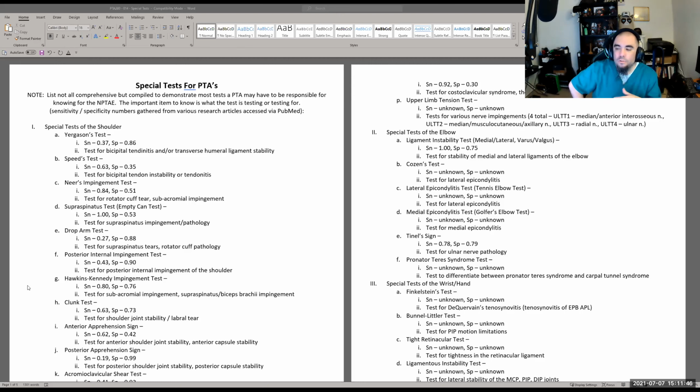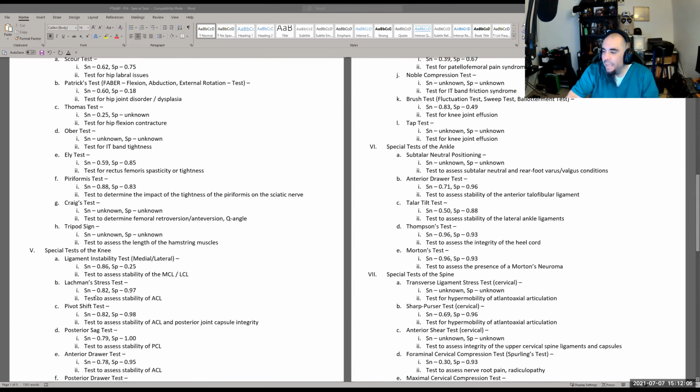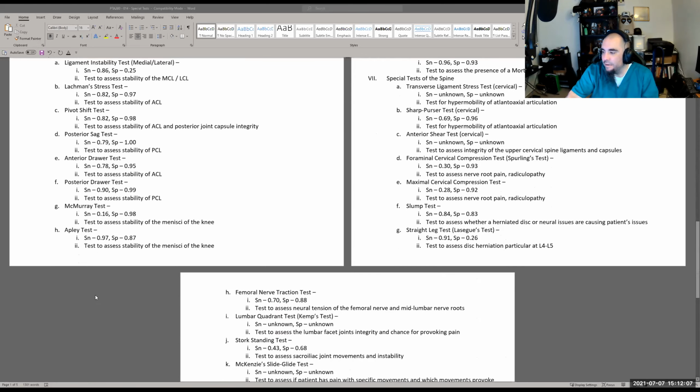For the boards, you do need to know, if they're talking about the supraspinatus test, otherwise known as the empty can test, that it is testing for supraspinatus impingement or pathology. If they talk about the Speed's test, what is the Speed's test for? So that is why I designed this little sheet, 5 pages, that goes through every single special test that exists out there.